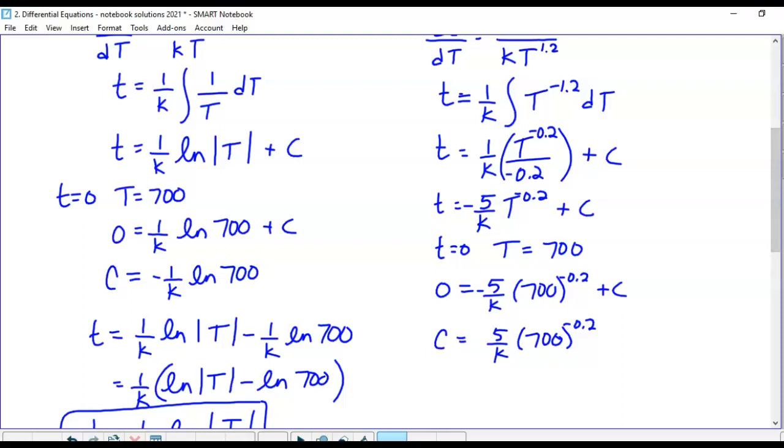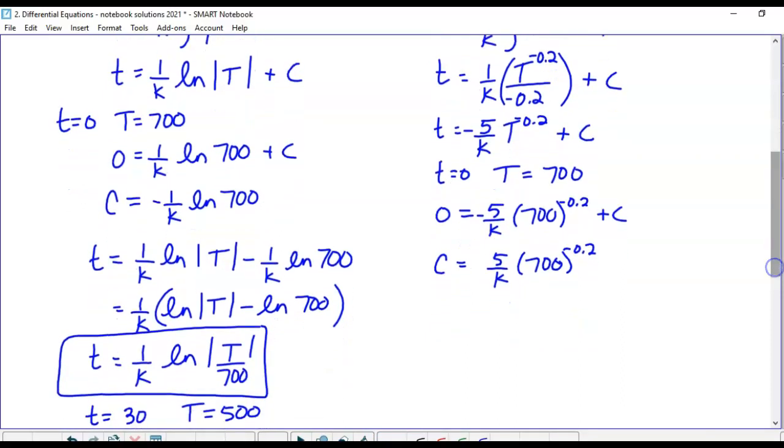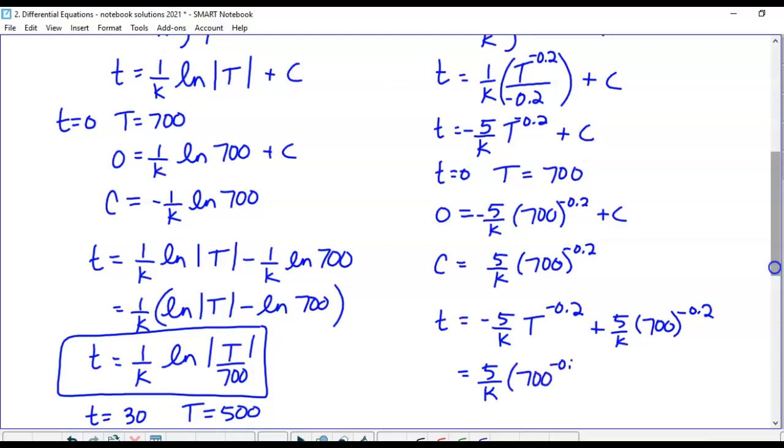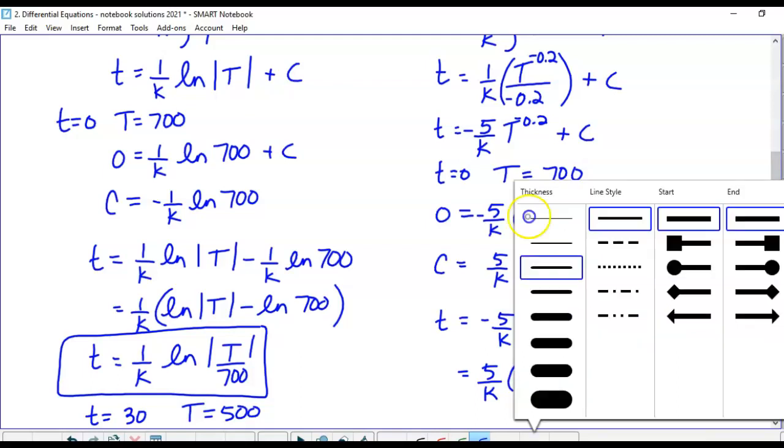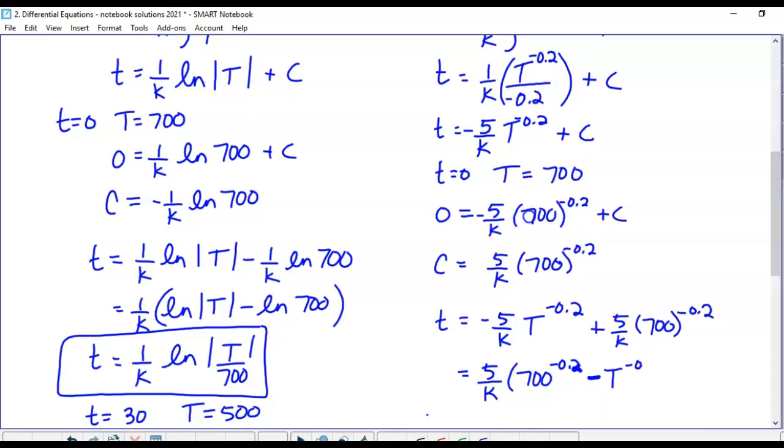Okay. So now we want to substitute that back in. So t equals negative 5 over k, t to the negative 0.2 plus 5 over k times 700 to the negative 0.2. So we could factor out 5 over k, and then we get 700 to the negative 0.2 minus t to the negative 0.2.